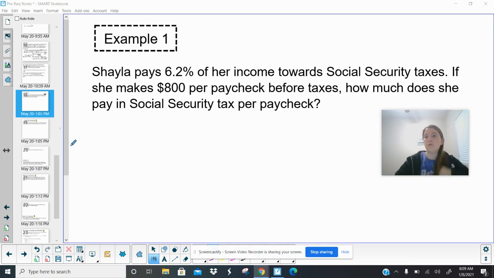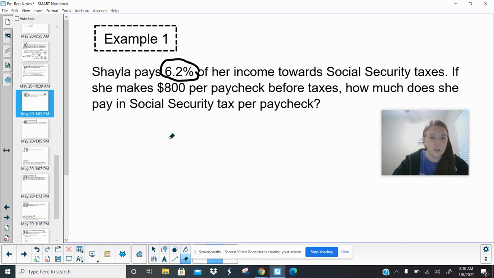Okay, so let's go ahead and go through a few of these here. It says Shayla pays 6.2% of her income towards Social Security taxes. If she makes $800 per paycheck before taxes, how much does she pay in Social Security tax per paycheck? Whew, this looks very scary, especially because we don't know anything about Social Security yet. But with lots of these questions, you don't really need to know. That's okay because we see a percentage, so we're going to do something with it, right?